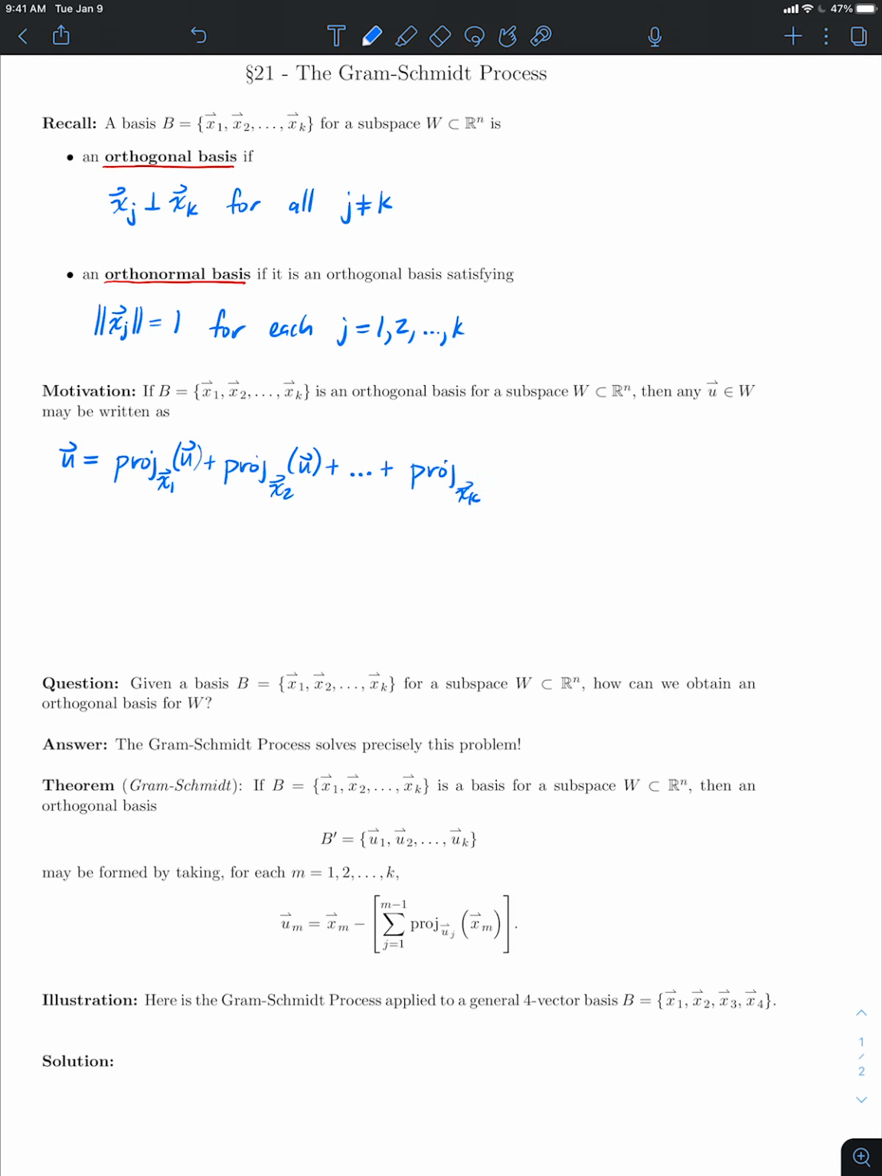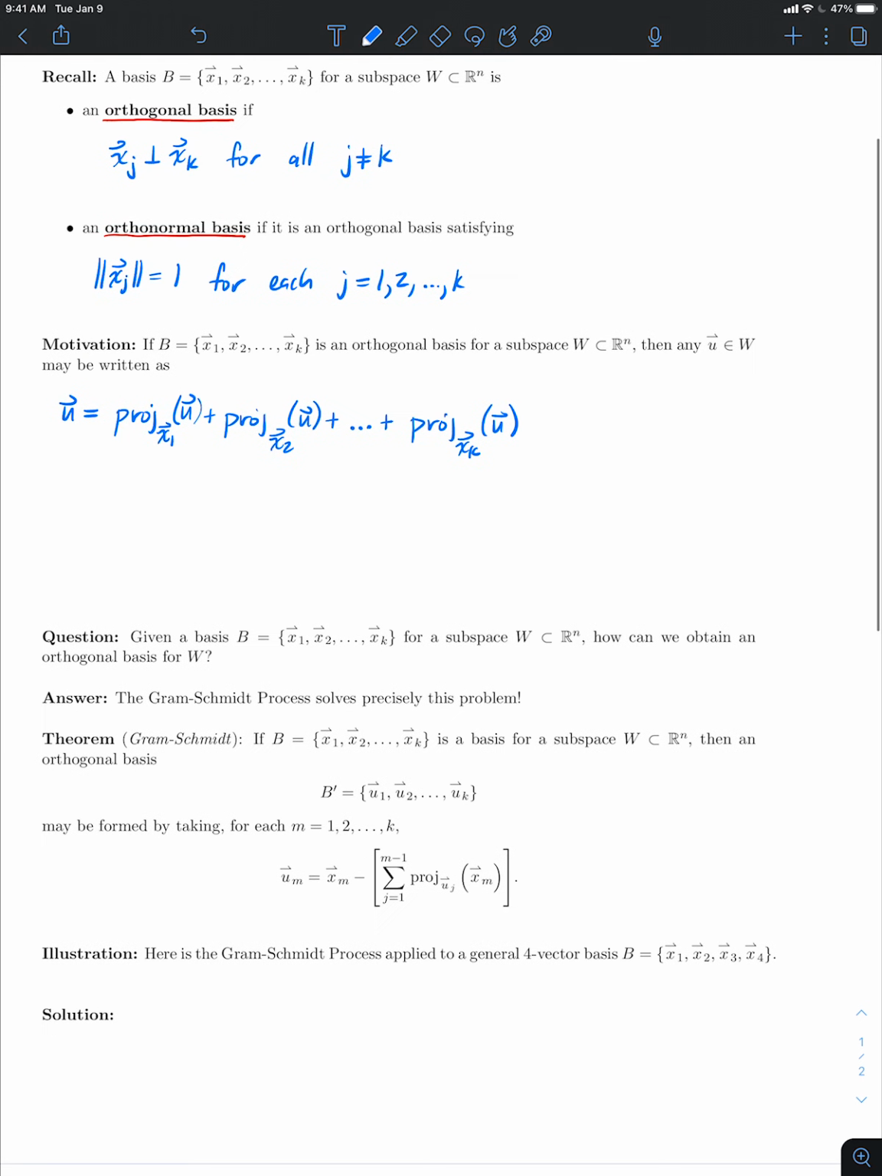If I do that for x1, x2, all the way up to xk, then I obtain a whole bunch of orthogonal components of the vector u. One of these components is parallel to x1, the next one is parallel to x2, and so on. That's how these projections work. So if the vectors in B are all mutually orthogonal, then so are all these terms. All these projections are mutually orthogonal as well, so you can break up u into a whole bunch of orthogonal components that way.